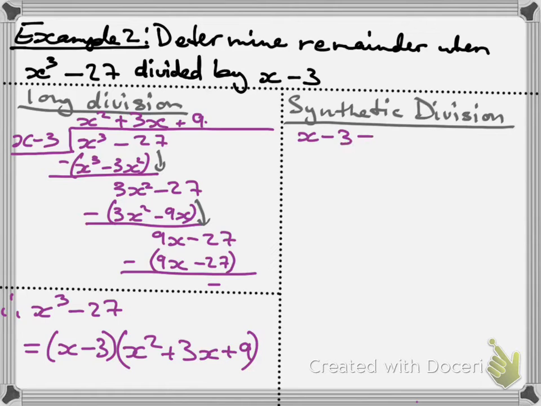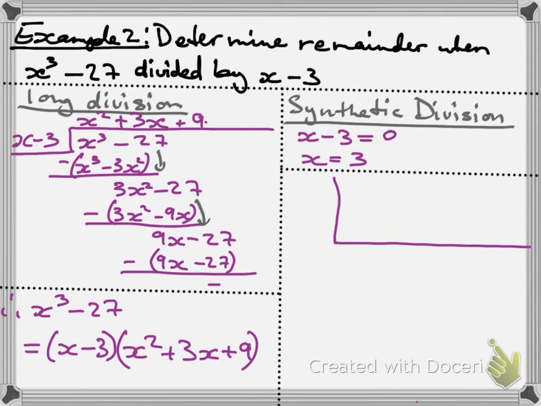Let's use the synthetic method again. We take our divisor binomial, we equate it to 0, and we solve for x, which is going to be 3, and then we write our division sign inverted, and then we put our 3 on the top left side, and then we bring the coefficients. Again, remember, we have got two terms which are not there. We have got the coefficient of x squared and the coefficient of x. So the coefficient of x cubed is 1. Coefficient of x squared, it's a 0. Coefficient of x, it's a 0. And then we have the constant.